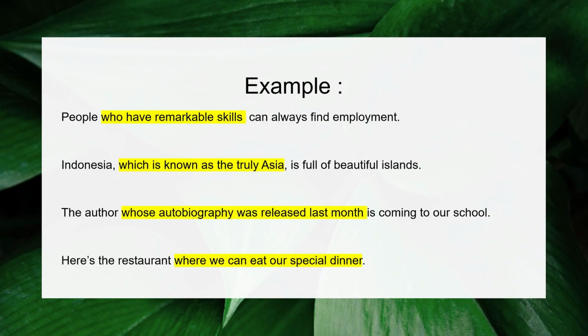Please have a look at the examples below. I highlighted the adjective clauses in yellow. People who have remarkable skills can always find employment. Indonesia, which is known as the truly Asia, is full of beautiful islands. The author whose autobiography was released last month is coming to our school. Here's the restaurant where we can eat our special dinner.